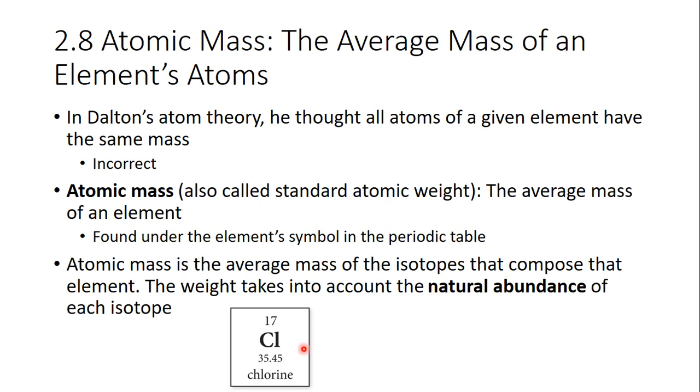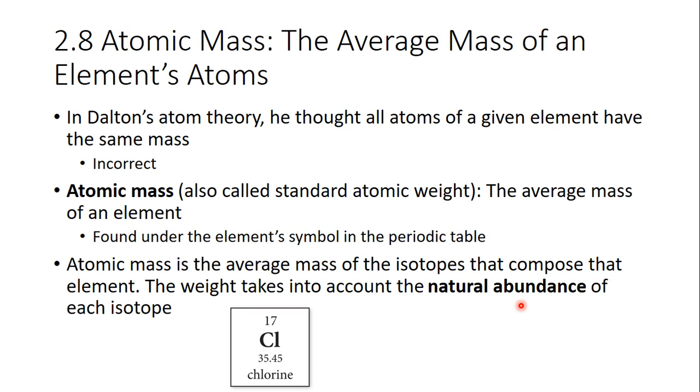So for example, here's chlorine. Chlorine has 17 protons, and on average, a chlorine atom weighs 35.45 atomic mass units, or daltons. And this weight is calculated by looking at the natural abundance of each isotope and doing a calculation.